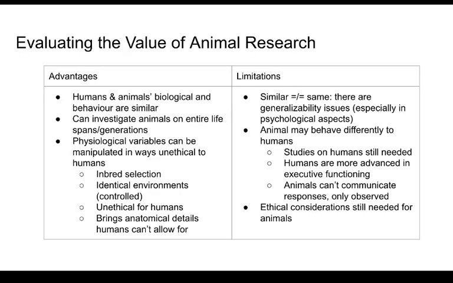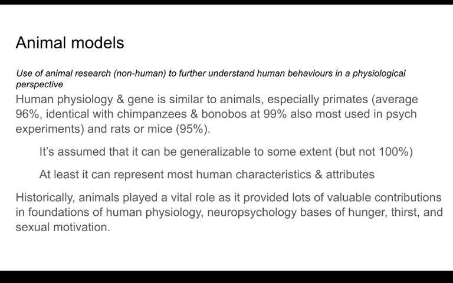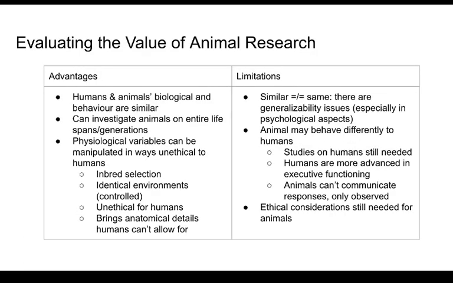So there are different advantages and limitations that come with evaluating animal research, the use of it. One of them includes how humans' and animals' biological state and behavior are similar. So, since we have quite similar genes with certain species, we can study them in animals and get similar results in humans.